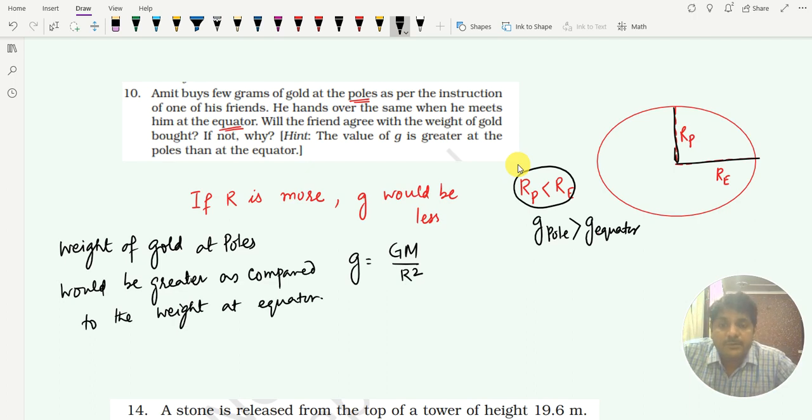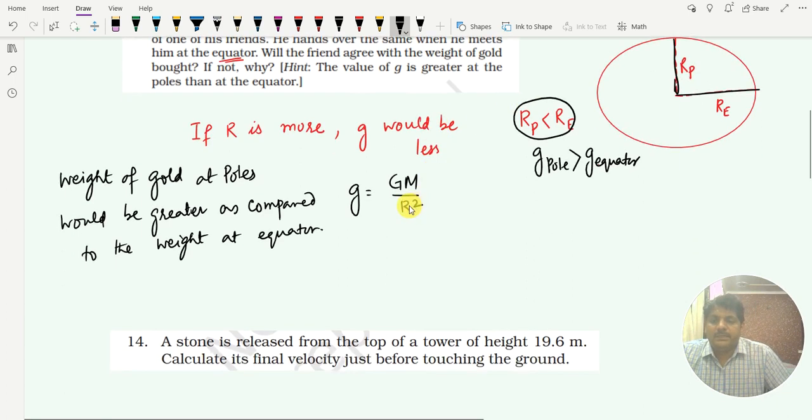Amit buys a few grams of gold at the poles as per the instruction of one of his friends. He hands over the same when he meets him at the equator. So, bought from the pole, gave at the equator. Will the friend agree with the weight of gold bought? If not, why? The reason is well known, that the weight at the equator would be naturally less. So his friend would not agree with the weight of the gold which has been bought from the poles.